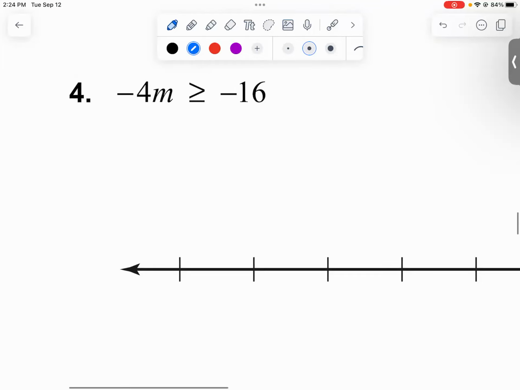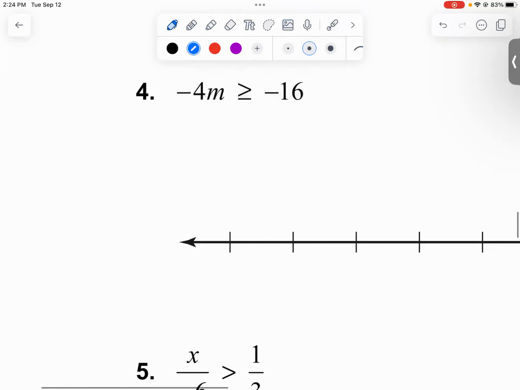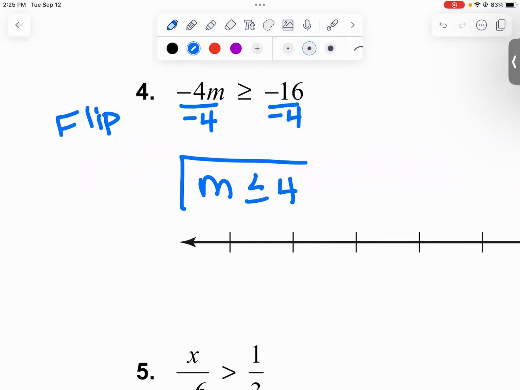Okay. Number 4, DJ, flip or no flip? Why? Okay, but what do we have to do to get M by itself? Are we dividing by a negative number? Okay, so this means we do need to flip, okay? It doesn't matter what's on the other side. If we divide or multiply by a negative, that sign is going to flip. Okay, so this is a flip. Does that make you mad?